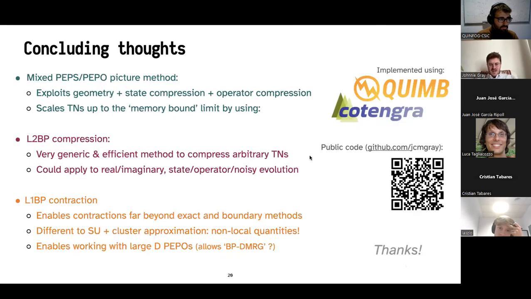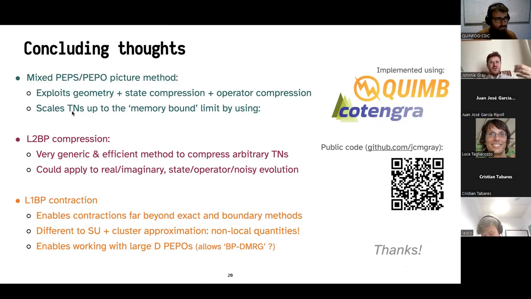Okay, so I think with that I'll finish. Just to conclude a bit, this mixed PEPS picture is nice because you get to exploit state entanglement, you get to exploit operator entanglement, and you get to exploit the geometry of the problem.